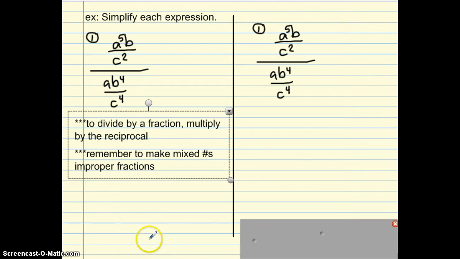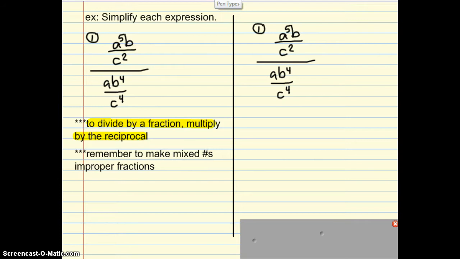Finally, we're going to simplify each expression, and again, we will multiply by the reciprocal. We don't really need to worry so much about the improper fractions bit here.